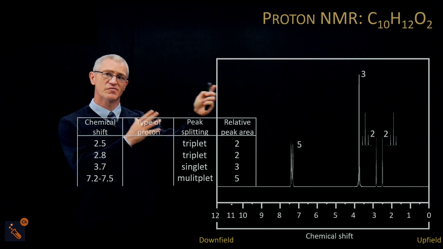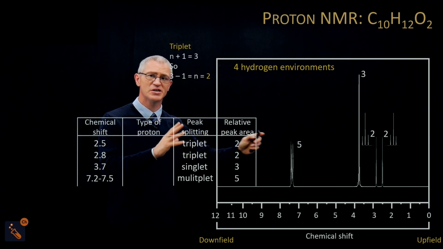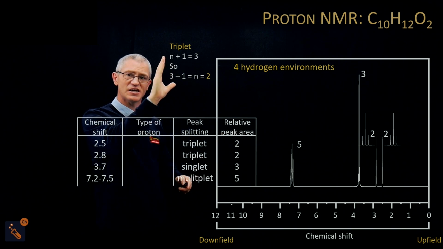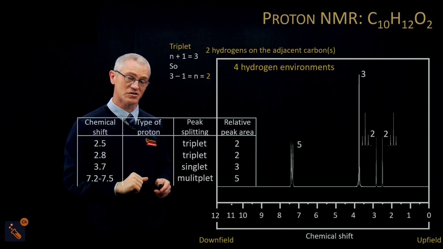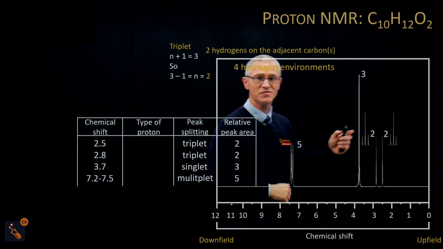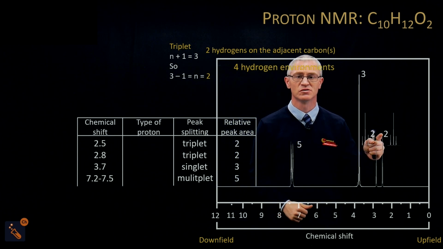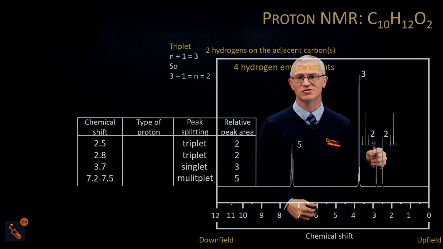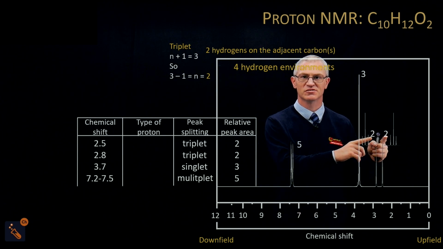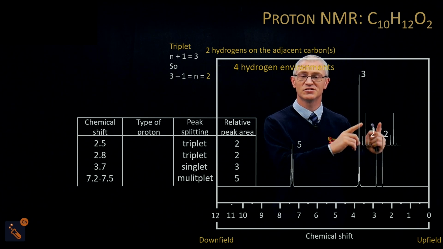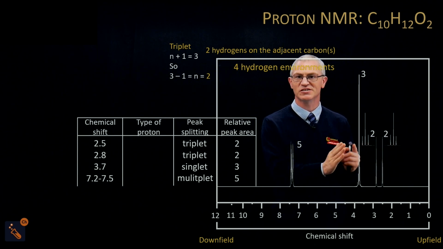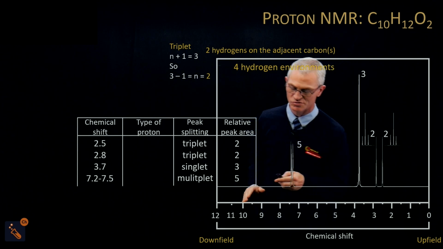At this point, let's do our environment. It's 4 because there's 4 peaks. And the triplet means there's n plus 1 equals 3, 3 minus 1 equals n is 2. So that's 2 hydrogens on the adjacent carbons. That means for this triplet with a 2, there is a carbon next to it with 2 hydrogens on it. Now that means there's 2 peaks here, both with 2 hydrogens, which means that these CH2s are more than likely right next to each other. Okay, so there's CH2, CH2.